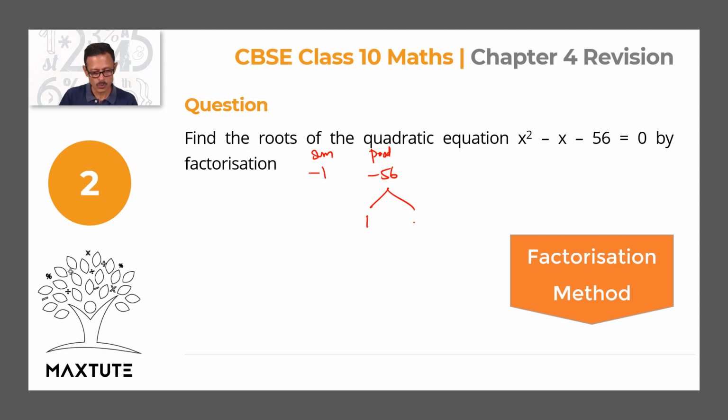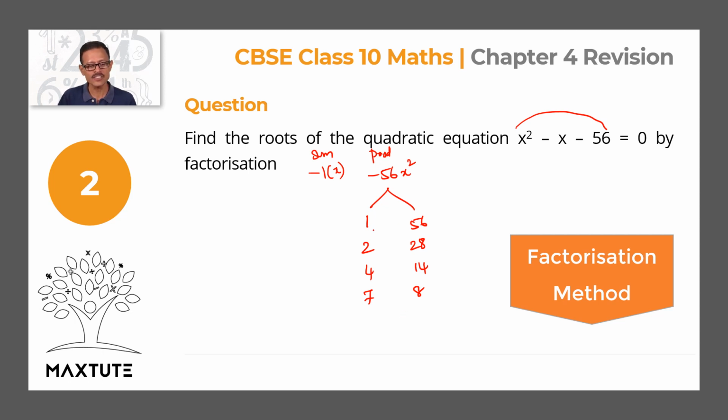So 56 can be written as 1 times 56, because this product is 1 into minus 56. Don't worry about the x square. It's there. It's not going to go anywhere. This is minus 1 times x. Not to worry about it. 1 into 56 is 56. Forget the sign. 2 into 28 is 56. 3 will not divide 56. 4 will. 4 into 14. 5 will not. 6 will not. 7 is going to be 7 times 8. So these are all the 4 ways in which we can break this 56 into 2 parts.